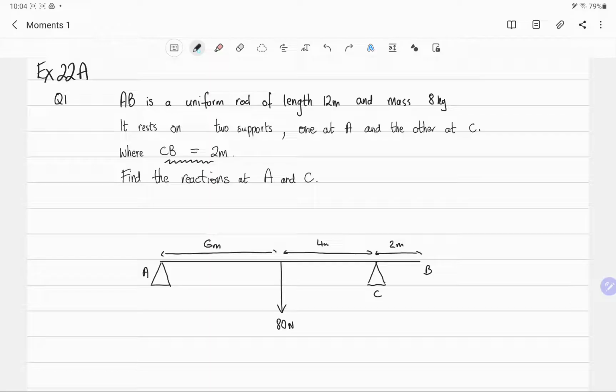So the question asks us to find the reactions at A and C. So find this R value, find this S value, the reaction forces against the supports. So what we're going to do is pick either A or C, and then look at the moments around A or the moments around C and equate those.